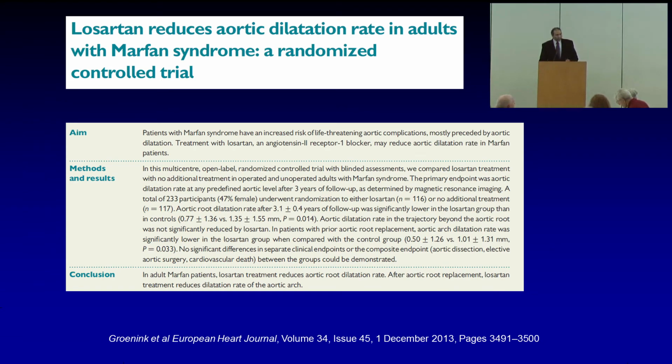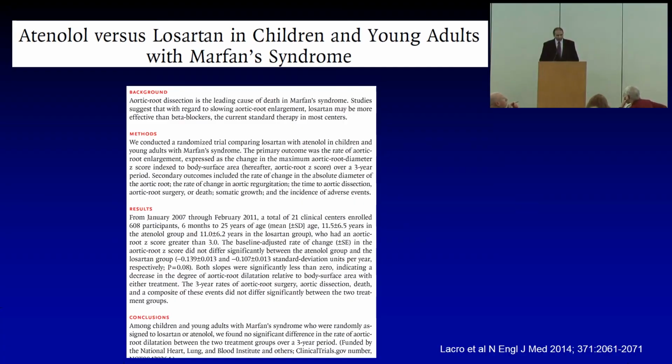So the next one was done in, I think, a Netherlands trial, where they looked at Losartan again in addition to beta blockers, and they found that in their group, they didn't really find that great of an endpoint from the addition of Losartan. So some mixed messages begin to show up now.